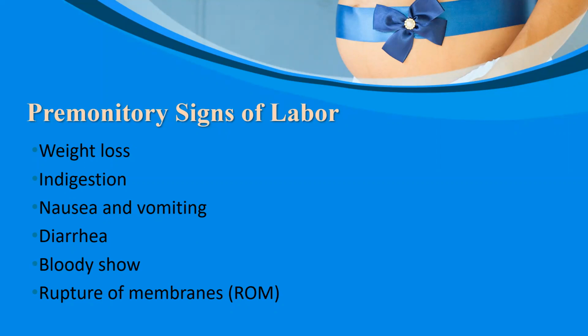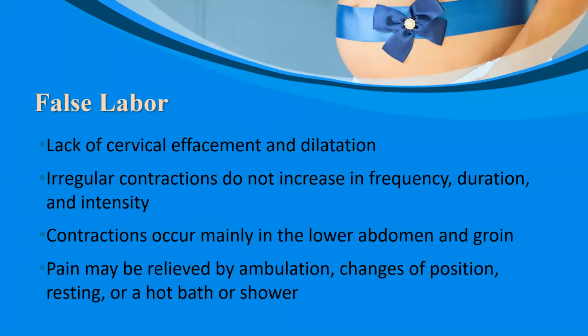Early signs of labor include weight loss, indigestion, nausea, vomiting, diarrhea, bloody show, and maybe rupture of membranes. False labor or Braxton Hicks contractions is usually described as the baby balling up. There's a lack of cervical effacement and dilation with these types of contractions. They are usually irregular and do not increase in frequency, duration, and intensity. The contractions occur mainly in the lower abdomen and groin, and the pain may be relieved by ambulation, changes in position, resting, a hot bath, or shower.